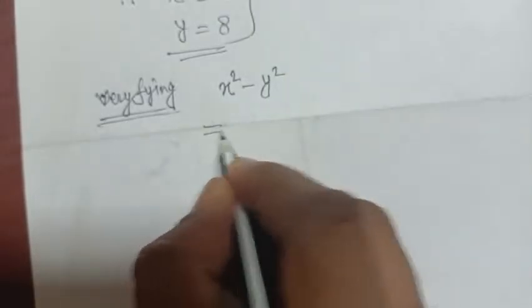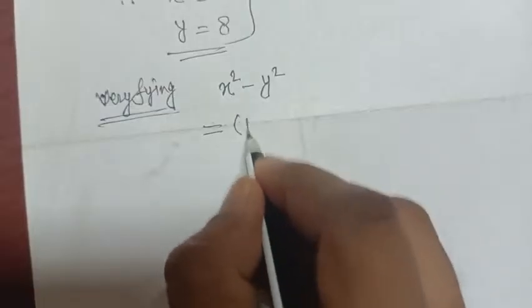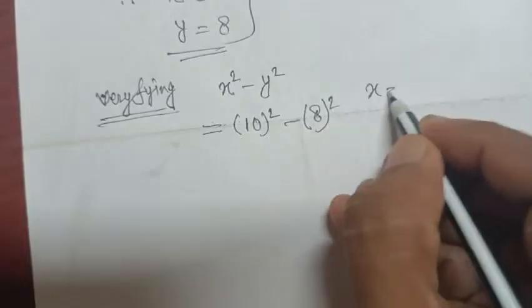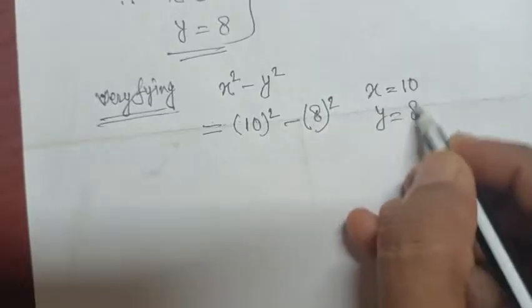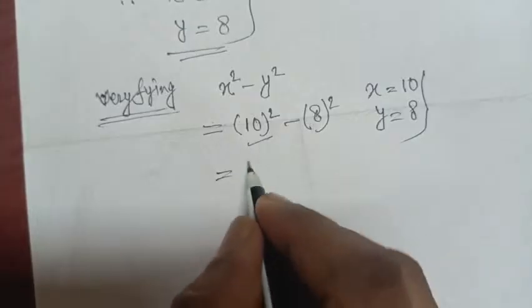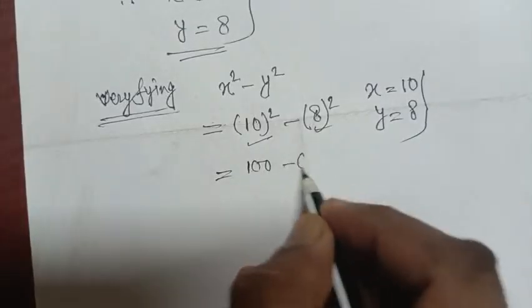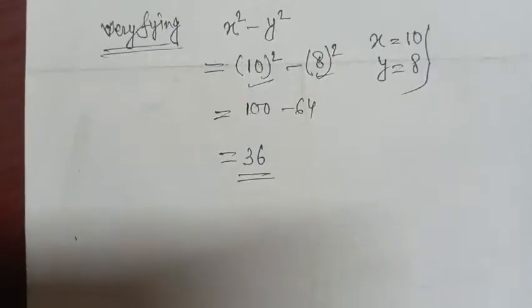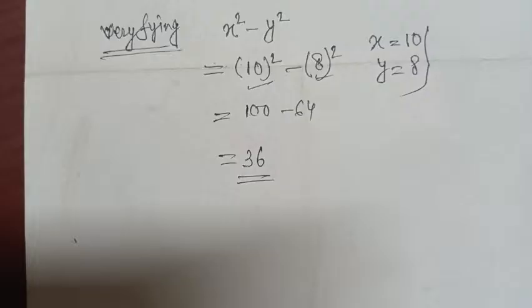Now check, verify. We got the equation x square minus y square is equal to 36. So we are going to put the values of x and y, that x is equal to 10 and y is equal to 8. 10 square means 100 and 8 square means 64. We get 36. So it's verified. So we find out the value of x and y.